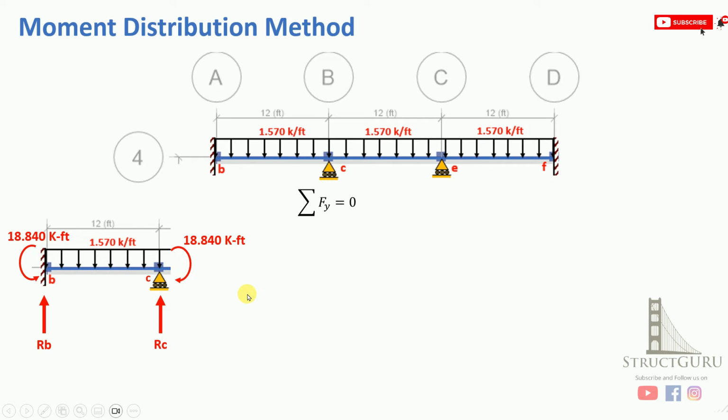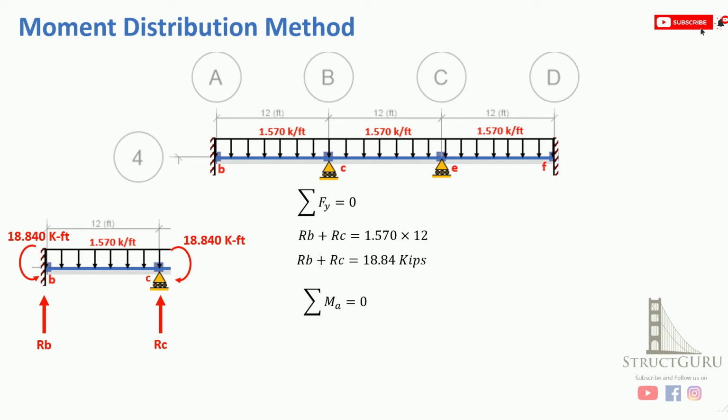Once you have drawn the free body diagram, now just apply the equation of equilibrium. Let's apply the second equation of equilibrium, which is sum of all forces along y-axis equals 0. So we have got RB plus RC, and the vertical force which is acting downward, that is UDL, so 1.570 multiplied by the span length, which is 12. So this is equation 1.